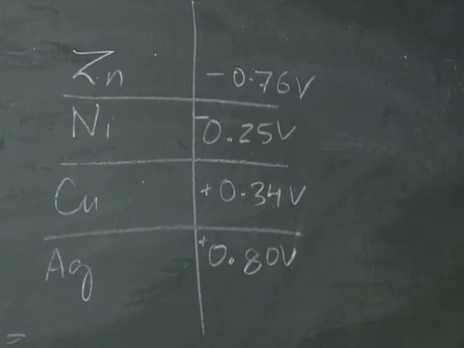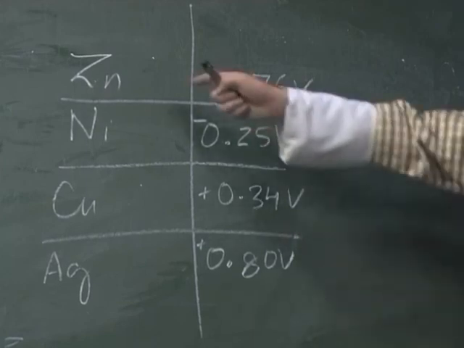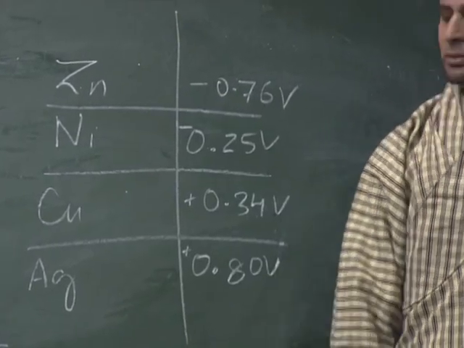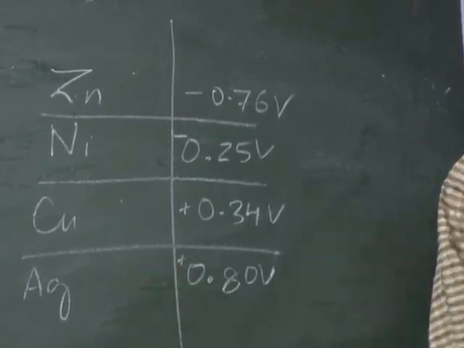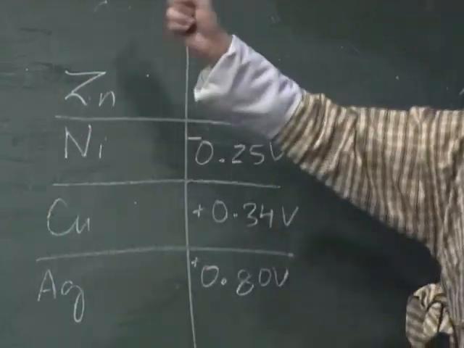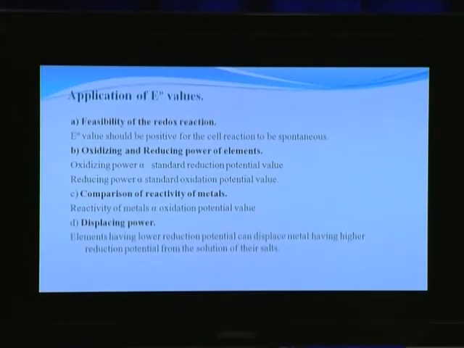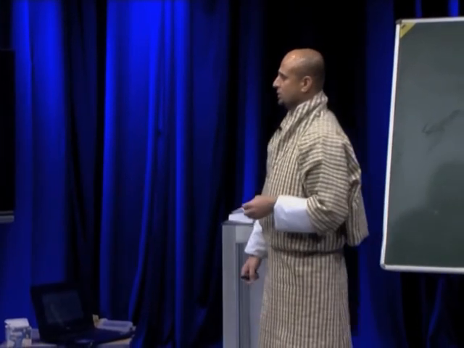Therefore, if you look at this, zinc has the lowest reduction potential. Therefore, it is the most reactive metal. Silver has the highest reduction potential. It is the least reactive metal among these elements. So, please remember that reactivity of a metal is directly proportional to oxidation potential and inversely proportional to reduction potential.